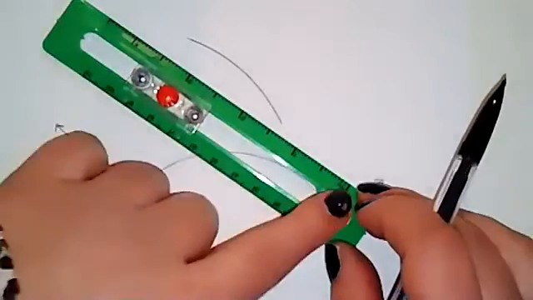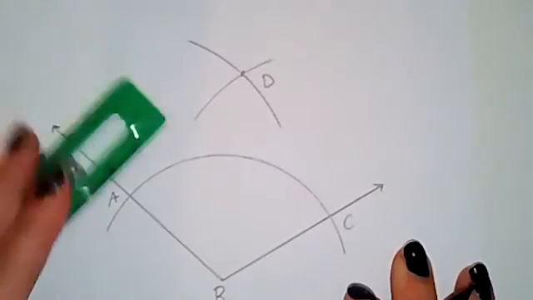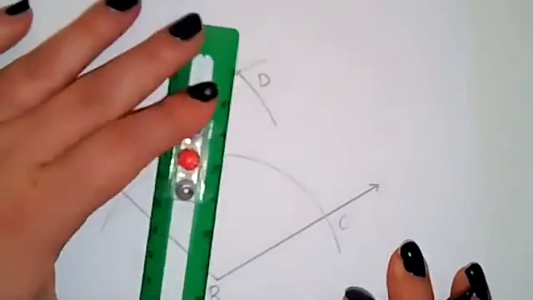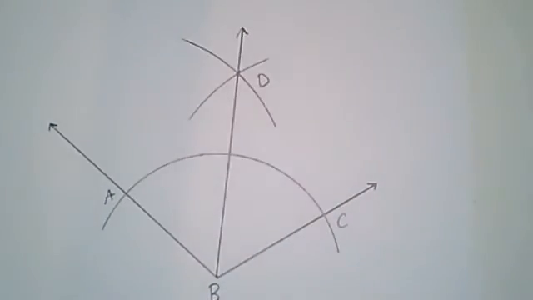You should not change your compass setting now. Let's repeat that on C. We're looking for this intersection. We'll call it D. It's special again because it falls on the angle bisector, since we know it's equidistant from both sides. Okay, here we go.